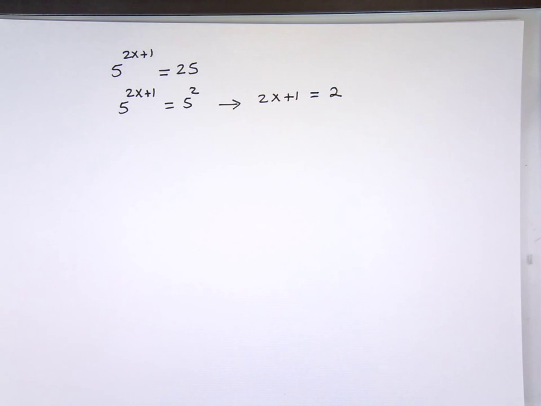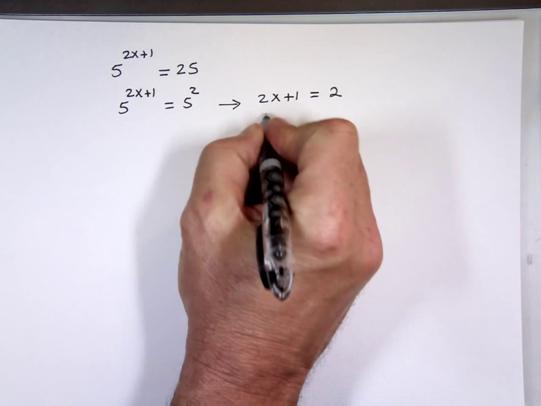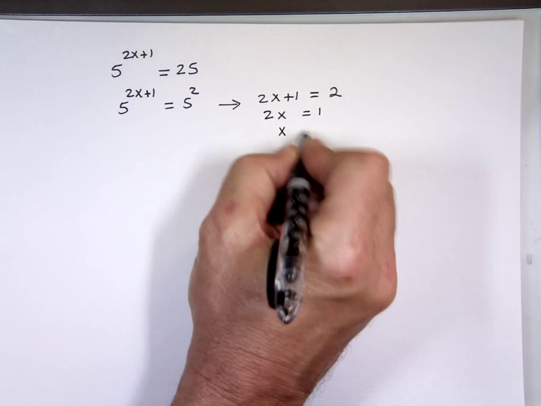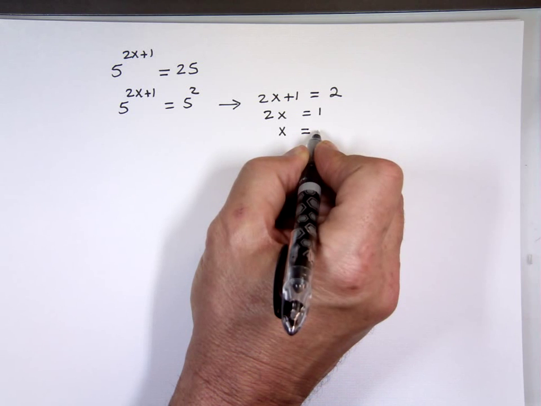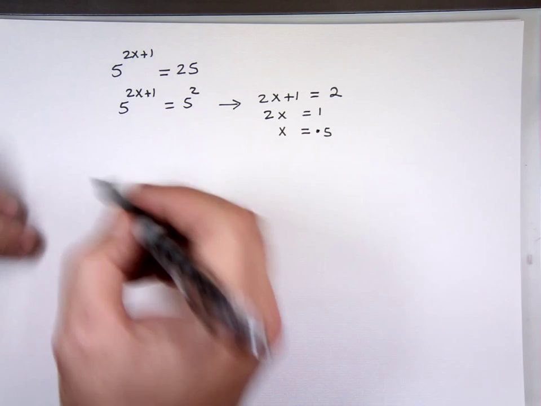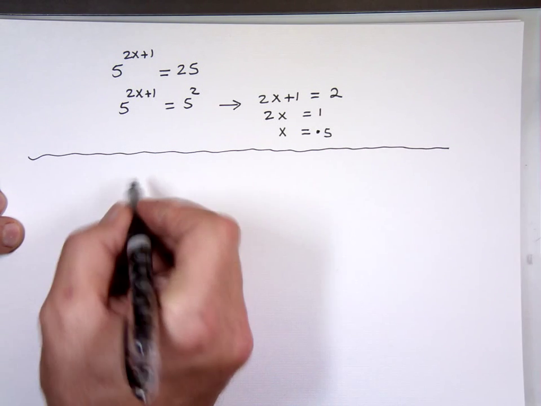No calculator is needed here. Subtract 1 from both sides. 2x equals what? 1. x equals what? 0.5. Yep, a half, 0.5. You go, well, you made it nice. I said, yeah, I did actually.